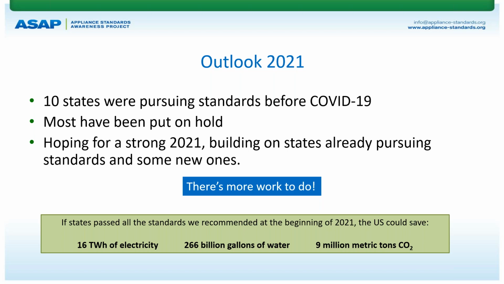If U.S. states passed all these simple standards in our 2020 model bill, we could save approximately 16 terawatt hours of electricity, 266 billion gallons of water, and 9 million metric tons of carbon dioxide. So we still have a lot of work to do that standards can pull their weight on, and I will wait for your questions after our next presenters.